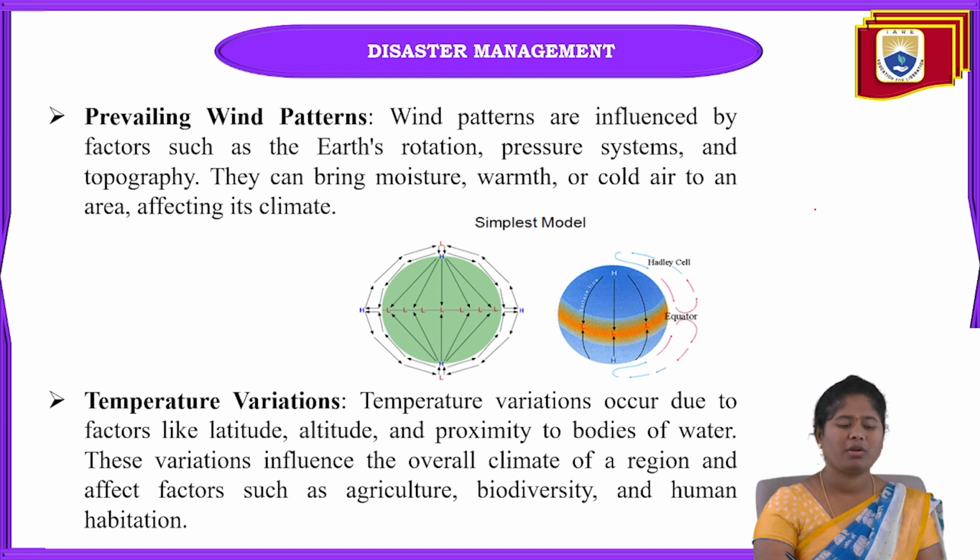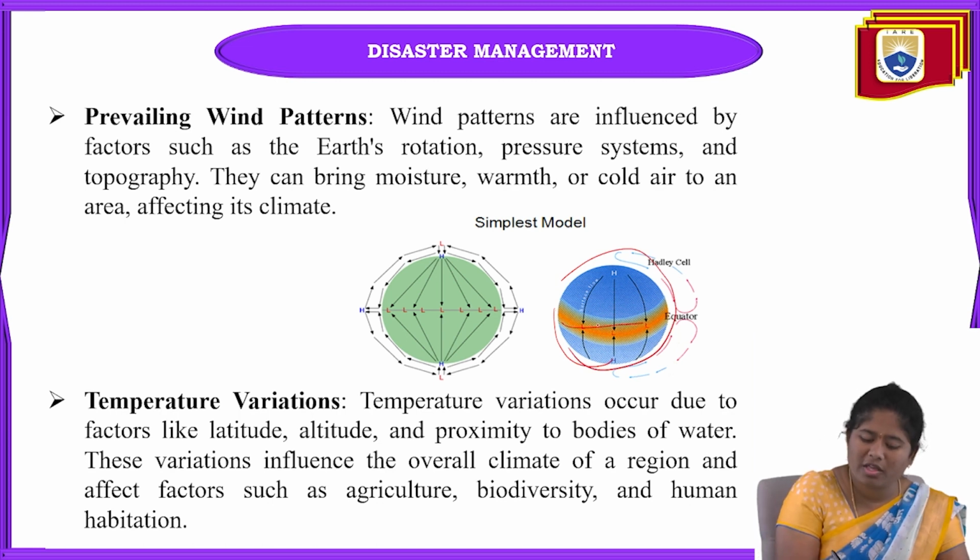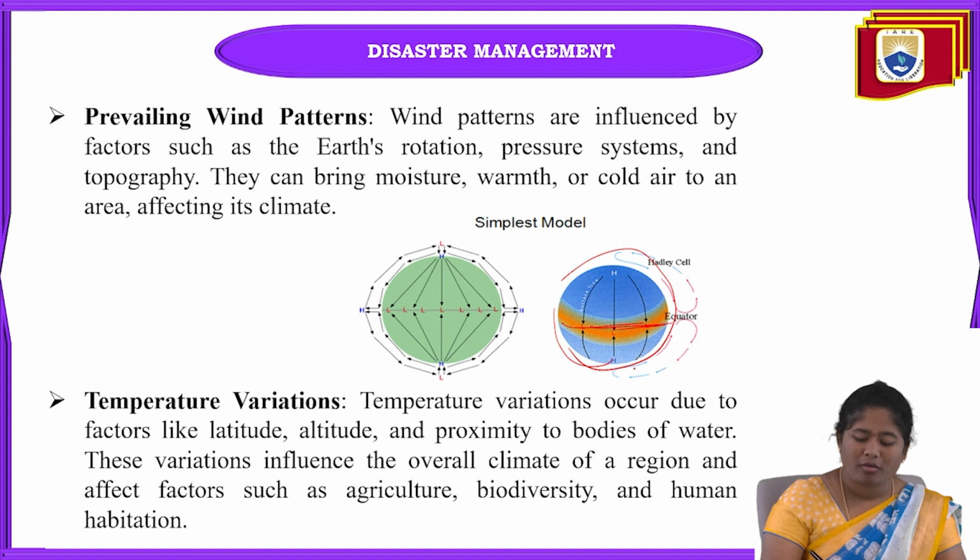And next one is prevailing wind patterns. These prevailing wind patterns are normally influenced by factors like earth rotation. Means when the earth is rotating, the wind patterns are going to change their direction. Here you can see, if this is your earth, the equator will be in the middle part.